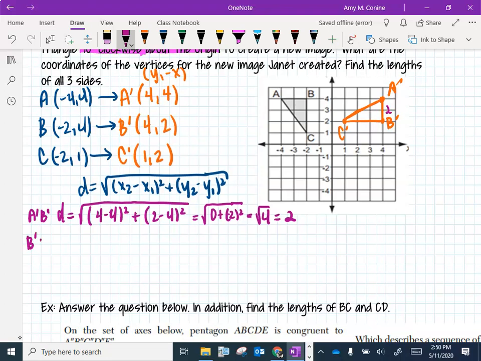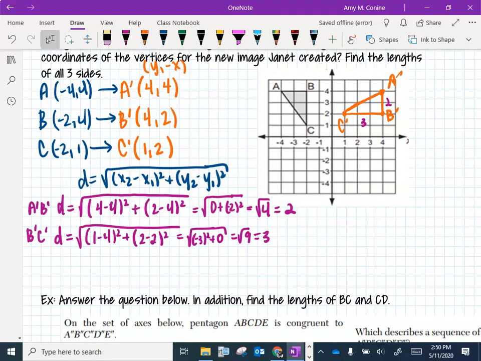We're going to find the distance from B prime to C prime, using the coordinates that we have. So we've got 1 minus 4, whole thing squared, plus 2 minus 2, whole thing squared. So that gives us a negative 3 squared, and then it's a 0. So negative 3 squared is actually 9. Square root of 9 is 3, which is good because this length right here is 3. So it does match. So we are on the right track.